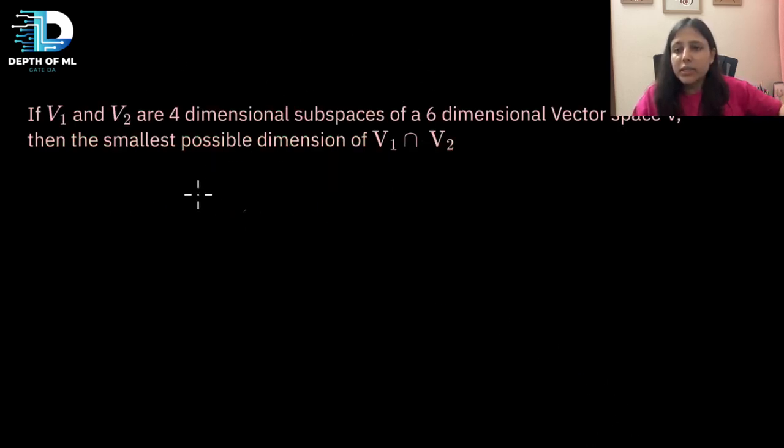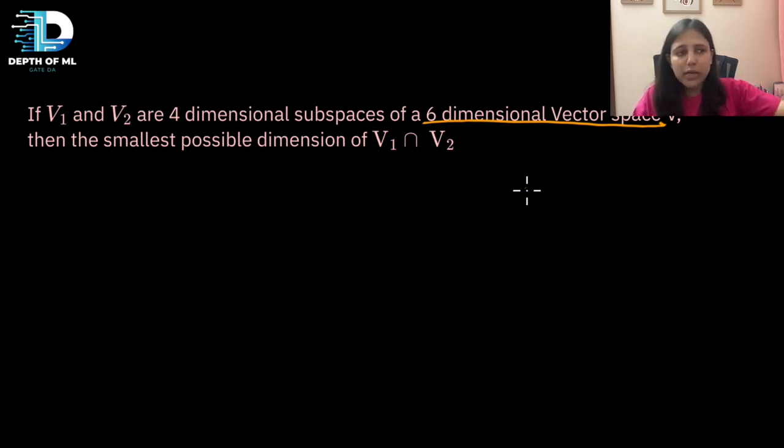Now let's look at this question. Here we have been given two subspaces V1 and V2 which are 4-dimensional, and they are subspaces of a 6-dimensional vector space. Then we have to find the smallest possible dimension of V1 intersection V2.